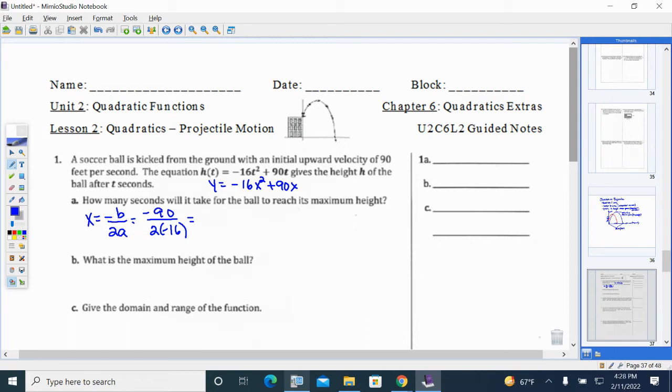So this is going to give me 2.81 seconds. How many seconds will it take for the ball to reach its maximum height? There it is, 2.81 seconds. Now it says, what is the maximum height? By hand, I'm going to plug in the x to get the y, or the t, the time. So we would take the negative 16 times 2.81 squared, plus 90 times 2.81.